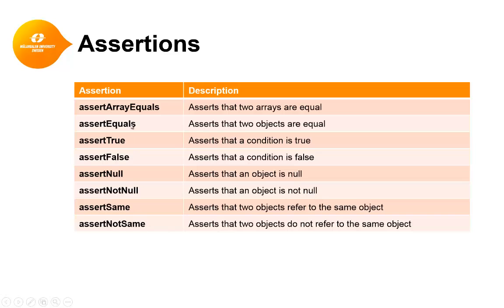Except for assert equals, we also have assert same. The difference is that with assert same, we are checking that two objects refer to the same object, while assert equals checks that two objects are actually equal. And of course, at last, we have assert not same, where we are checking that two objects do not refer to the same object.